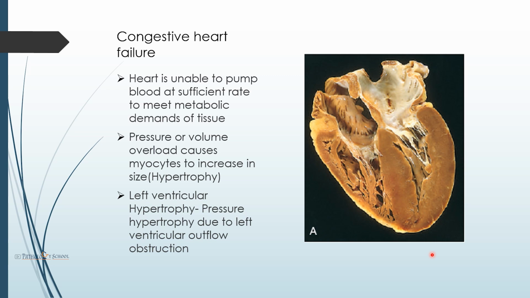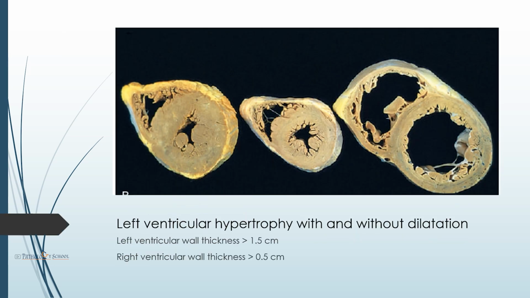demands of the tissue. Pressure or volume overload causes myocytes to increase in size, which leads to hypertrophy of the heart. The left ventricular hypertrophy or pressure hypertrophy is due to left ventricular outflow obstruction. In this image, we can see the left ventricular hypertrophy with and without dilatation.